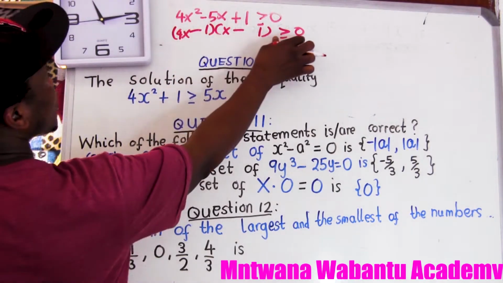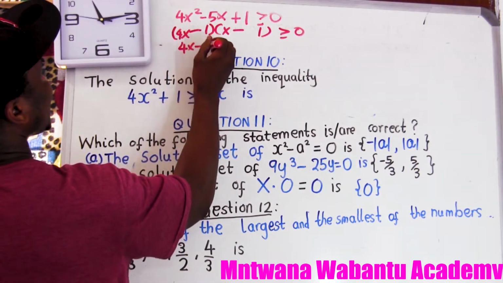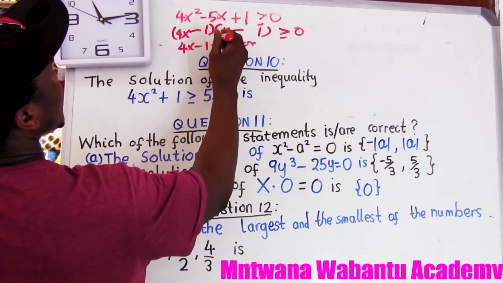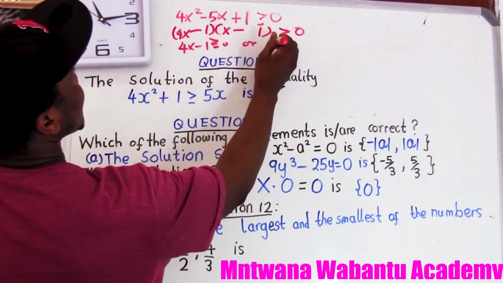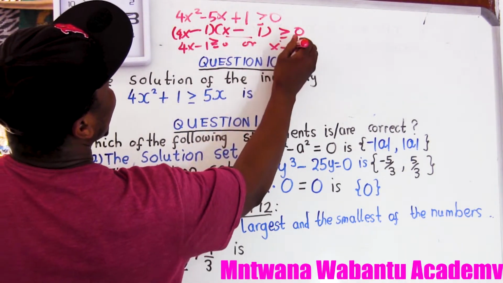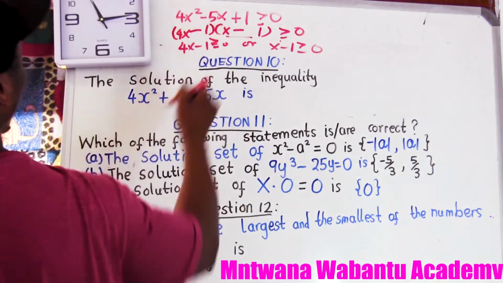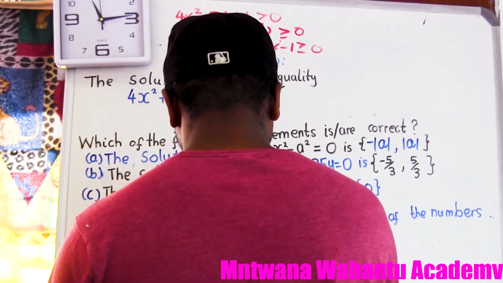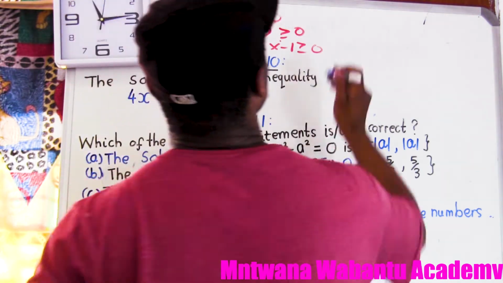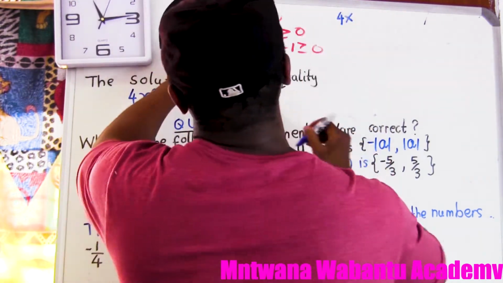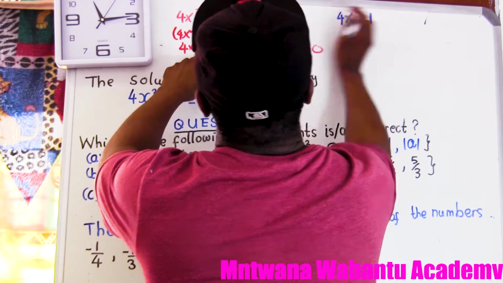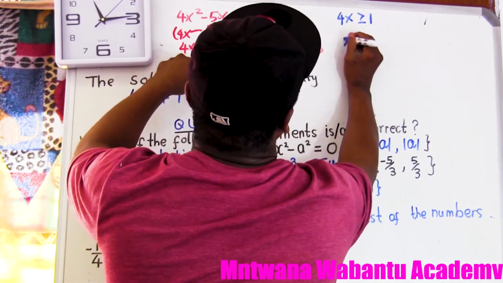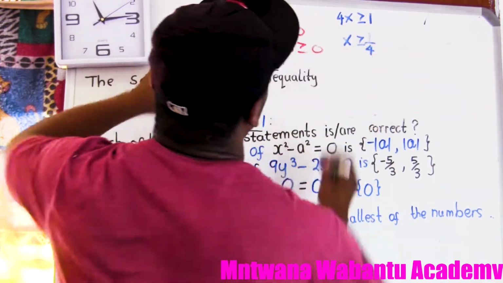So you can equate to 0. So 4x minus 1 is greater or equal to 0, or this one, x minus 1 is greater or equal to 0. Now, this is going to go over. So 4x is greater or equal to 1, because this goes over, divided by 4, divided by 4. So x is greater or equal to 1 over 4.